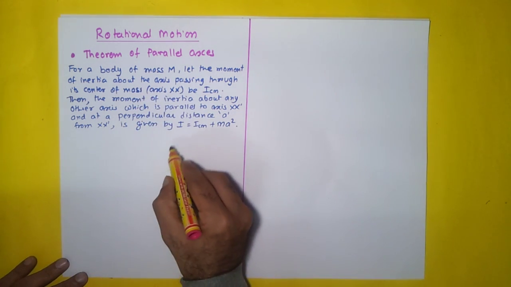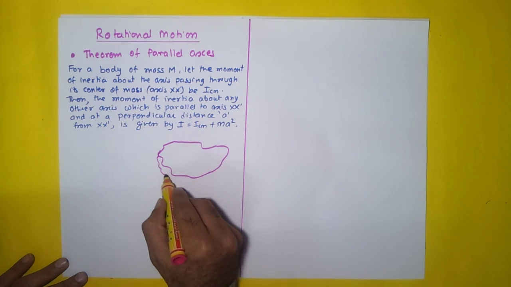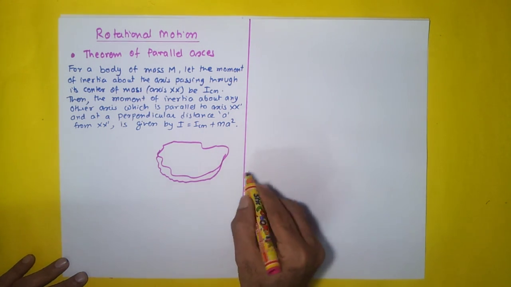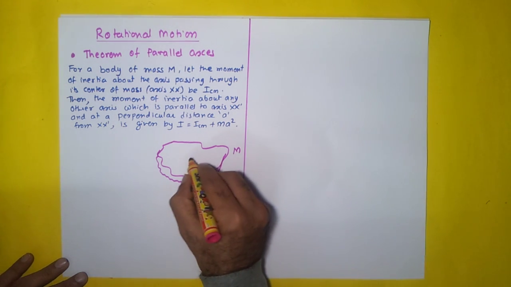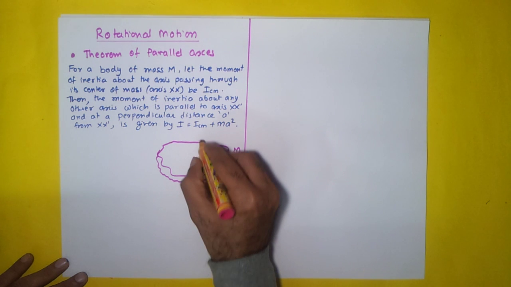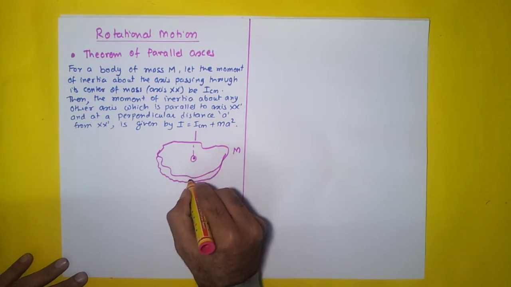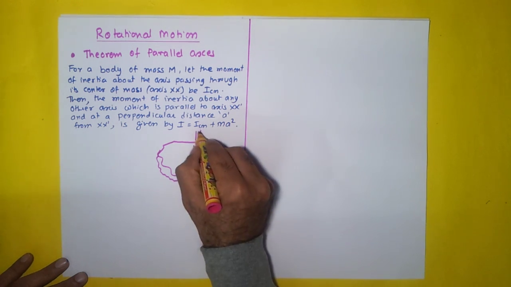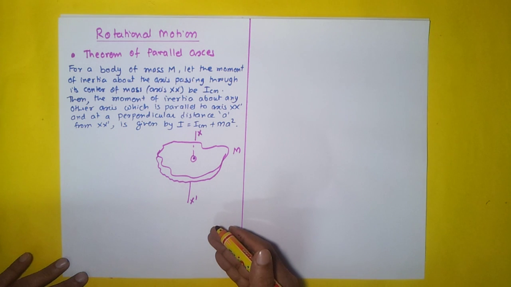And so let us again say we have an object. Let us say this is an object of mass m, and let us say this is the center of mass of the object, C, and there is an axis passing through this, right? And this axis we are denoting by x dash. This is the axis passing through the center of mass, okay?